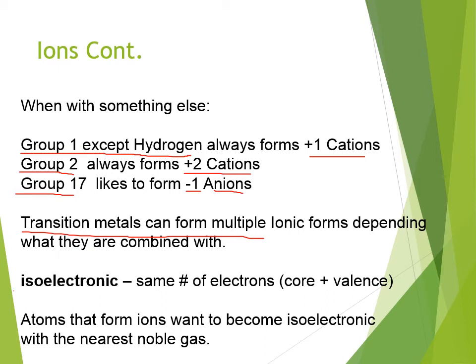This is going to bring now a new term, the term isoelectronic. What isoelectronic means is the same number of electrons, so core and valence electrons together. Atoms that form ions want to become isoelectronic with the nearest noble gas. So that's how we're going to figure out what charges the main group elements, at least, will form.